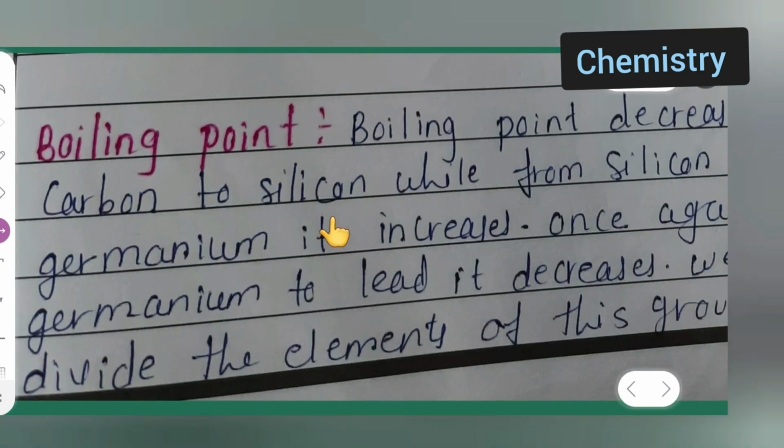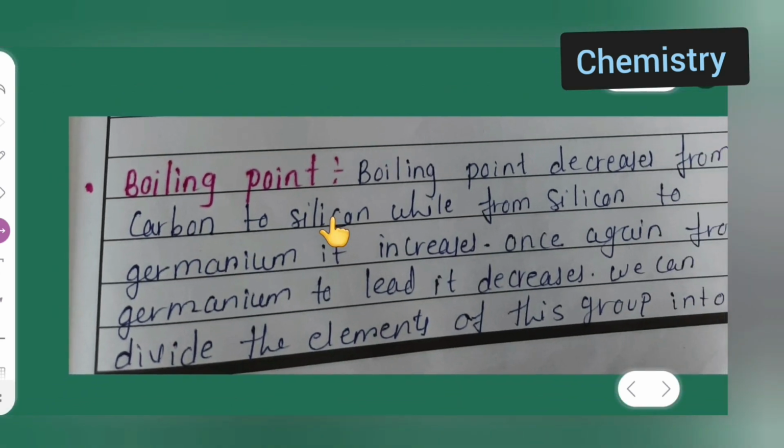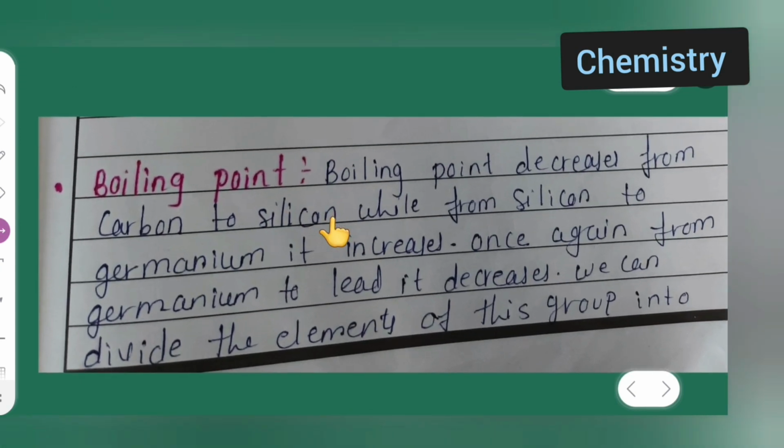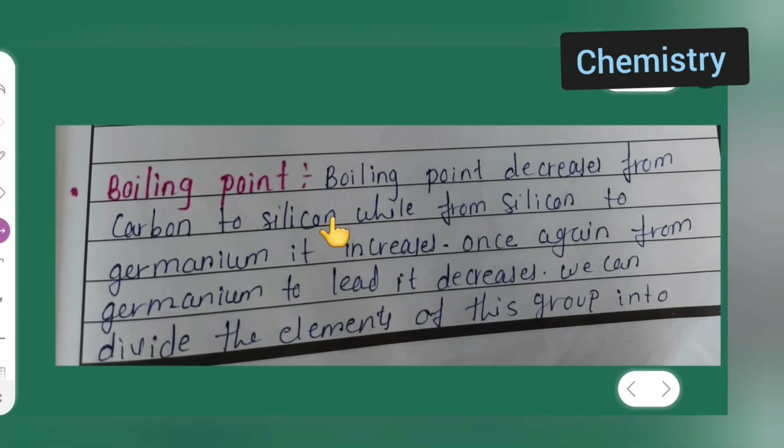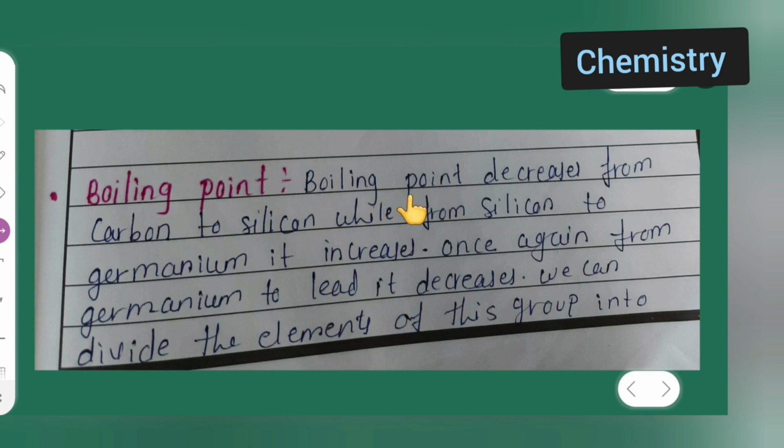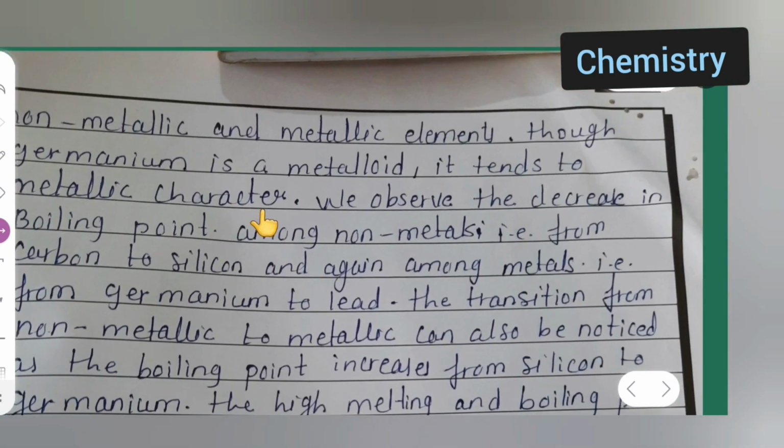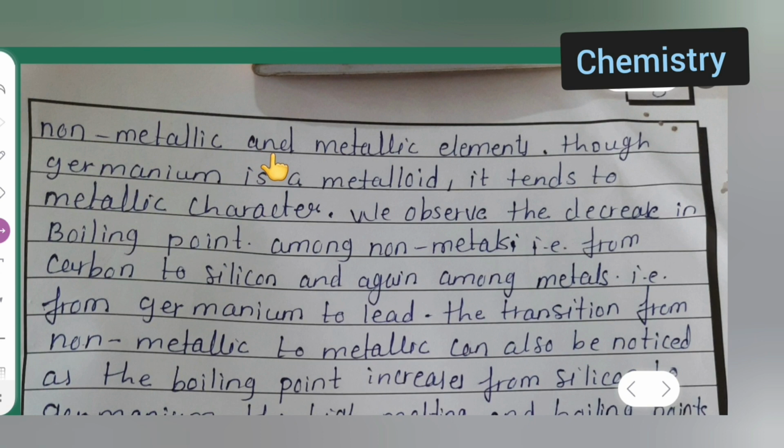Next, moving towards the boiling point. Boiling point decreases from carbon to silicon, while from silicon to germanium it increases. Once again, from germanium to lead it decreases. We can divide the elements of this group into non-metallic and metallic elements. True, germanium is a metalloid. It tends to metallic character.